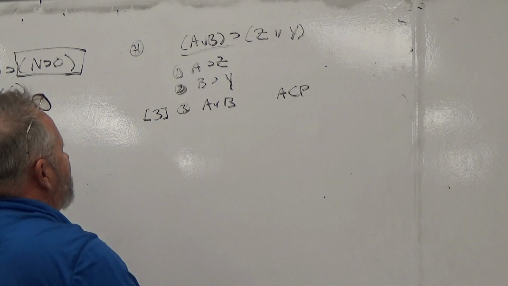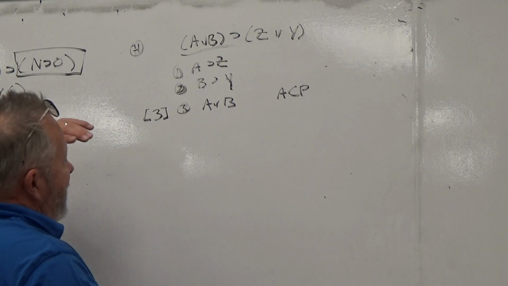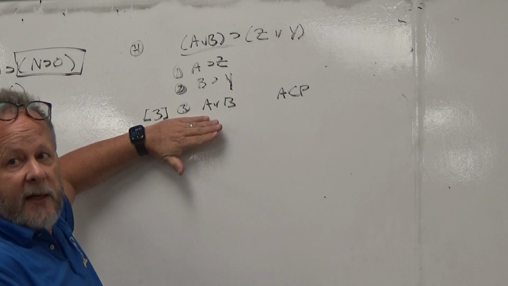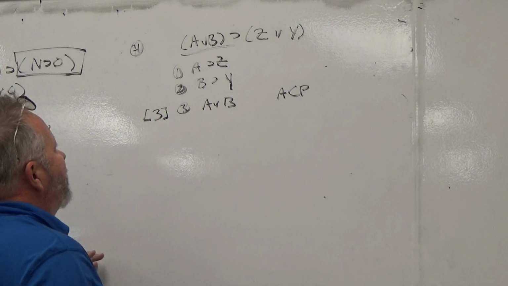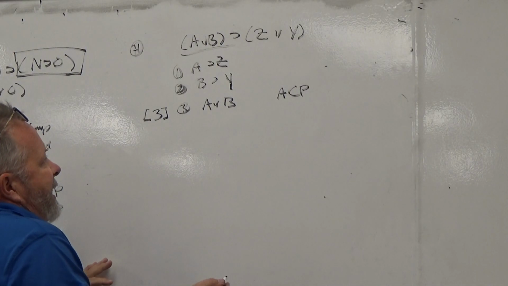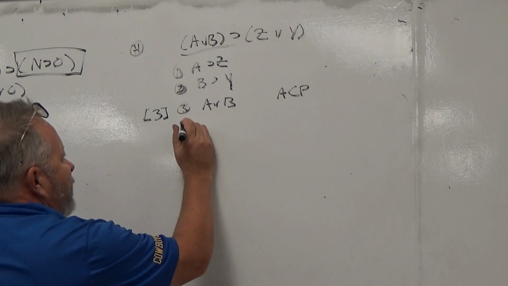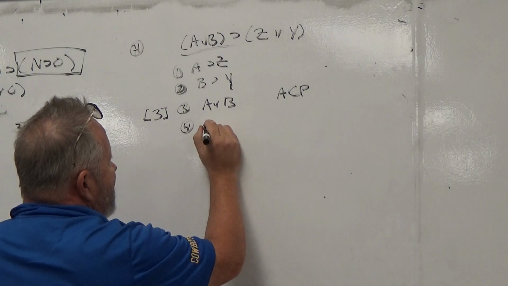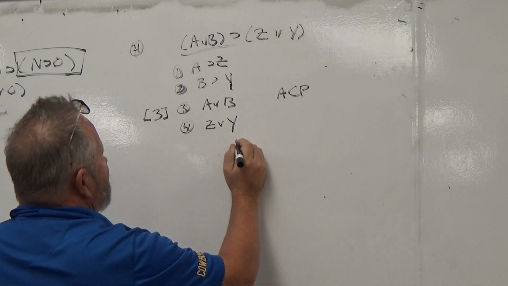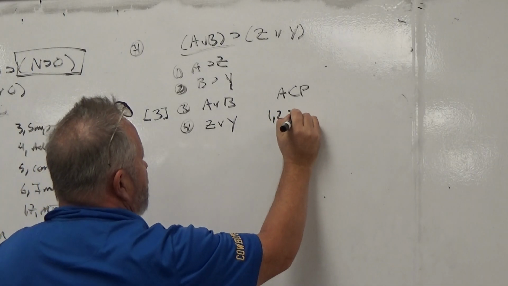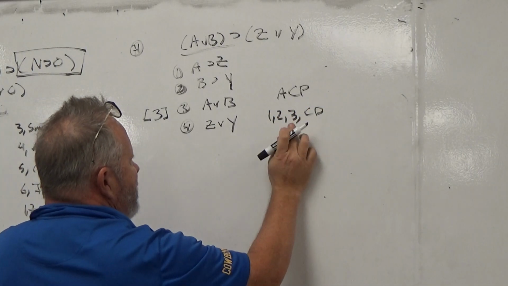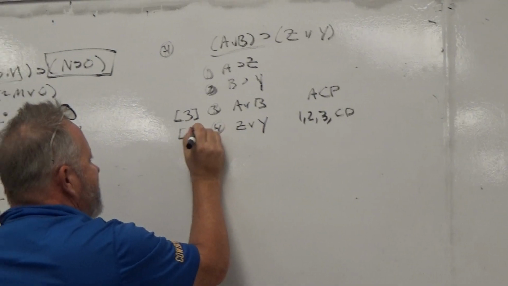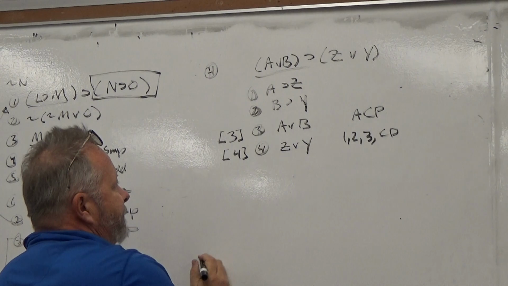Right here, okay? So any inference that we make that uses line 3 will also depend on that assumption. But now look at 1, 2, and 3. That's set up beautifully for a constructive dilemma that gets us Z or Y from 1, 2, 3, C, D. Now we use line 3, and 3 depends on this assumption, so 4 depends on the assumption as well, okay?